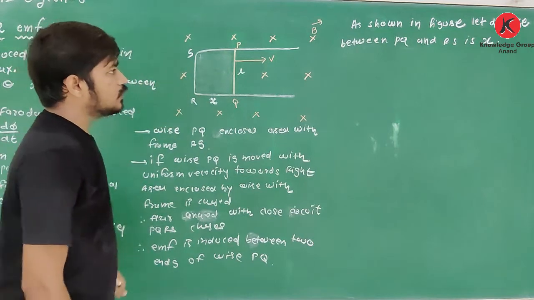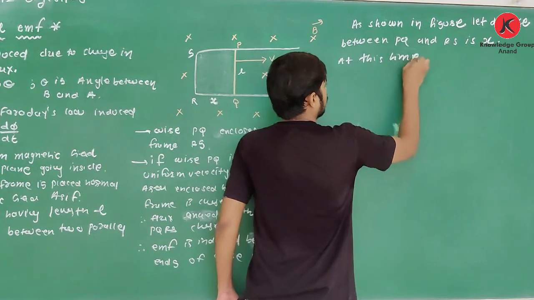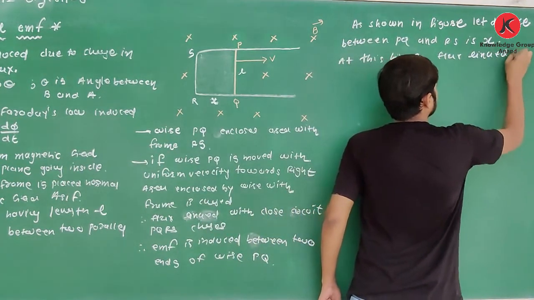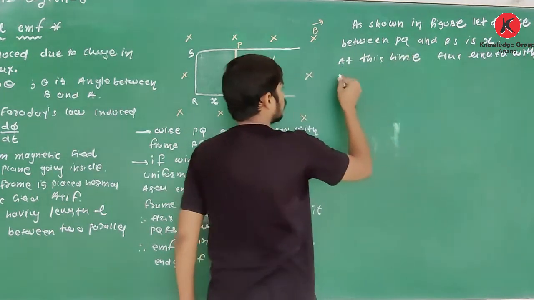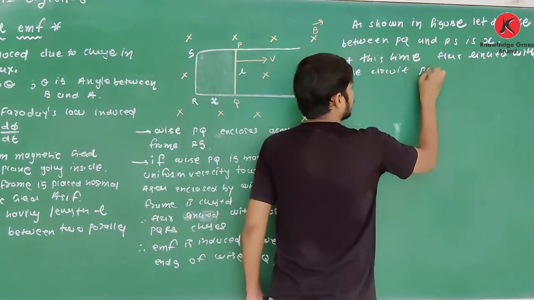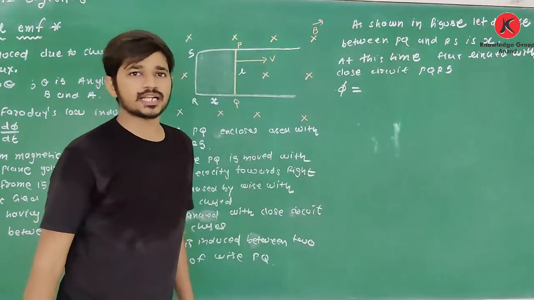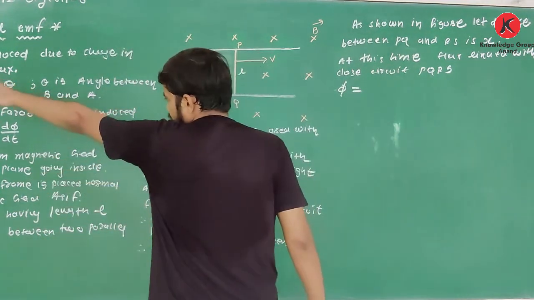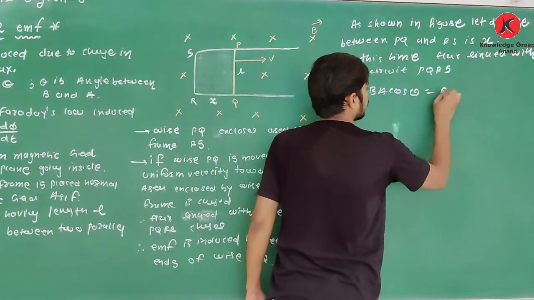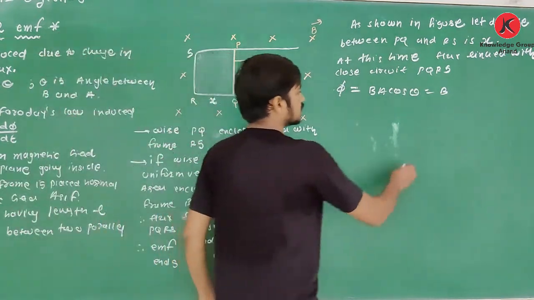So at this time, the flux linked with the closed circuit PQRS, phi, is equal to, what is the equation of flux? It is BA cos theta. Just B, that is the uniform magnetic field. What is the area of this PQRS? It is L and x, so it is Lx.